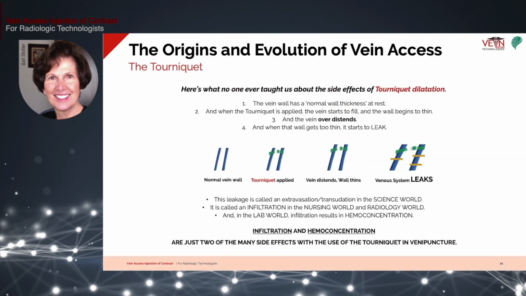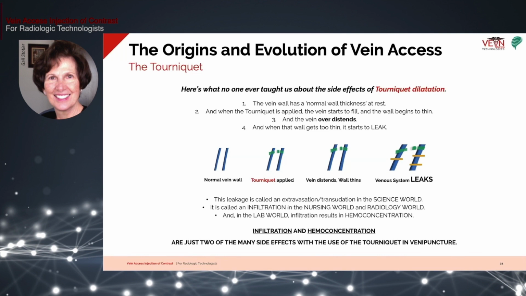Now, okay, I can see my diagram didn't get changed, but here's what we need to know about this one, because this is incorrect. Right now, look at normal vein wall thickness. Your vein wall has a certain amount of wall thickness to it, okay? But as that vein distends, just like a water balloon, the wall doesn't get thicker, the wall gets thinner. And at a certain point, that venous system begins to leak.